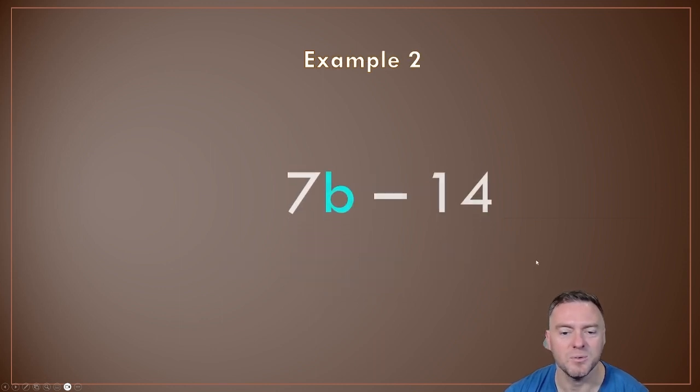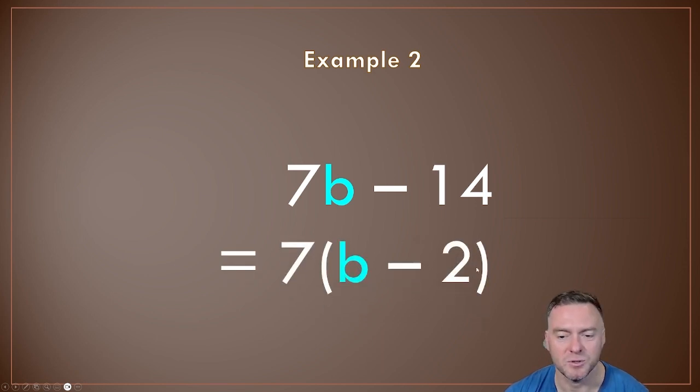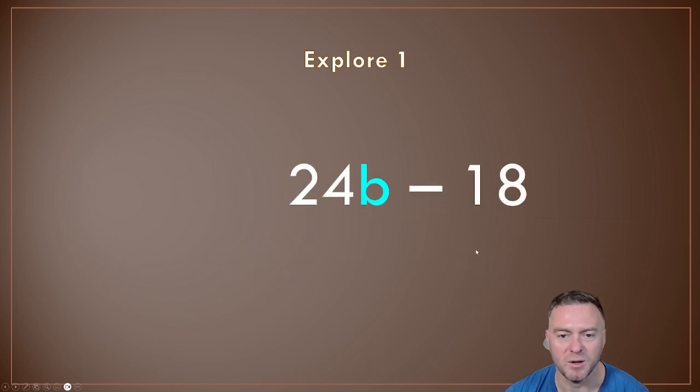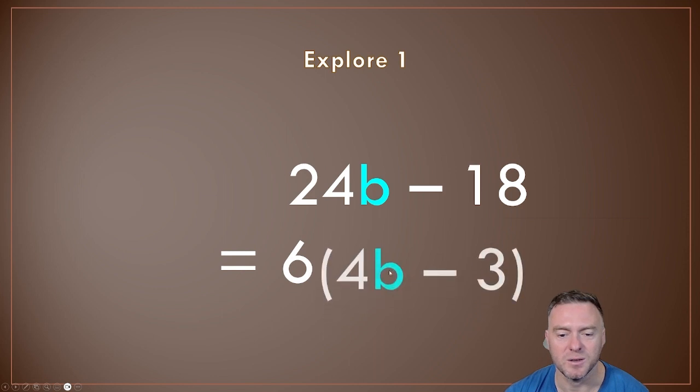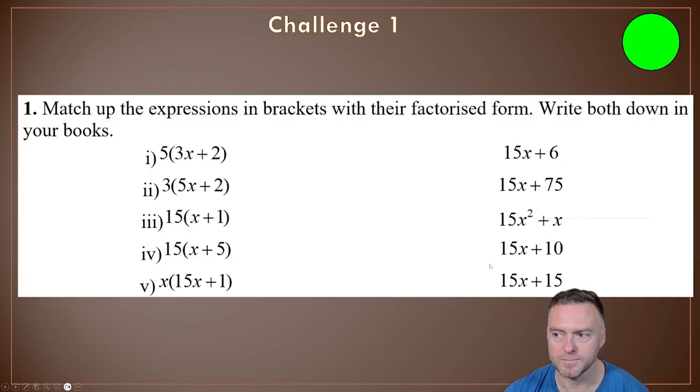Another example, having a go at this one: 7b and negative 14. 7 can go into both of these, so we rip a 7 out the front. That leaves us with b minus 2 inside the brackets. Then to explore, if we had 24b minus 18, 6 can go into both of them. So you've got 4b, and then this can be divided by 6, which gives you negative 3. So just pause the video and have a go at these ones.